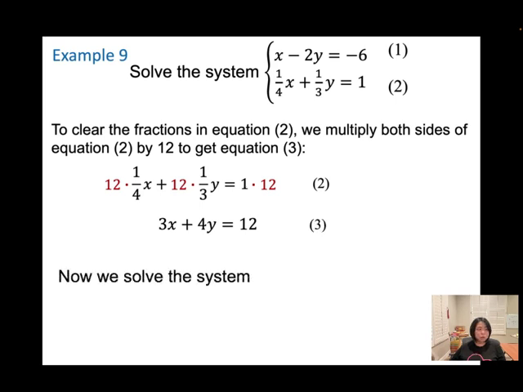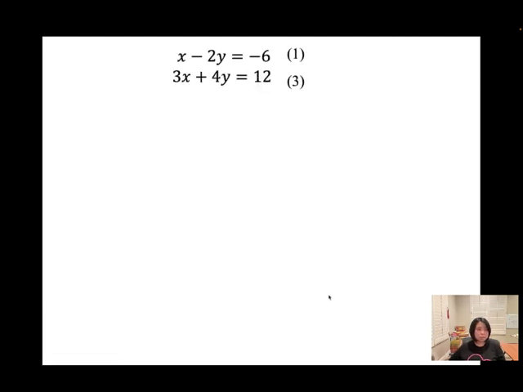Okay, now we want to solve these two equations, 3x plus 4y equal to 12 and the first equation. Okay, I put it together. And then we want to use the elimination method. But when I add it up, I'm going to get 4x here and this is going to be 2y. So even though I add up these two equations, I can't eliminate a variable.